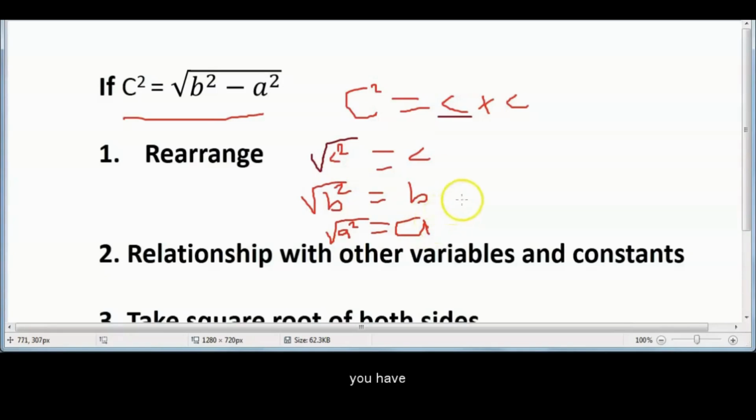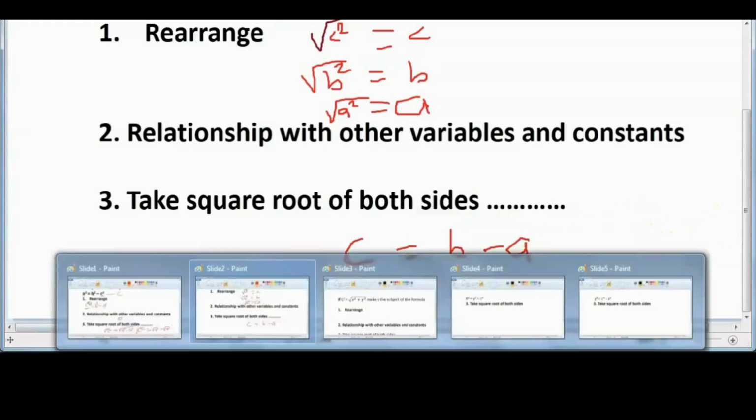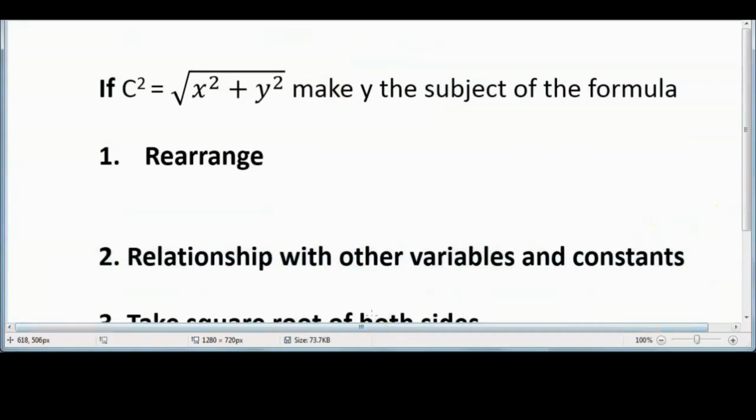Finally, our final answer will be c is equal to b minus a. Next question.